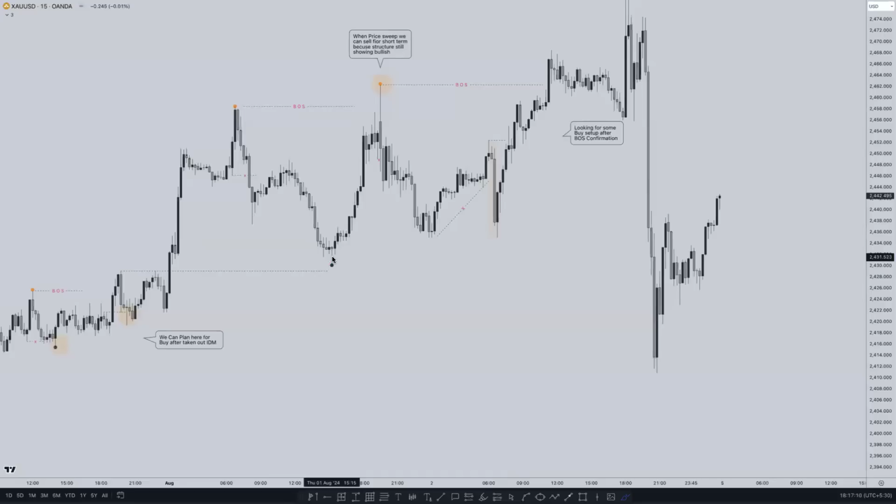If the market fails, we can directly plan for the buy. And this is not an exact fixed rule that the market will mitigate 100%. No, it's all about probability. You have to think on the probability side. So this is exactly what is happening here: break the structure, pushing higher high.